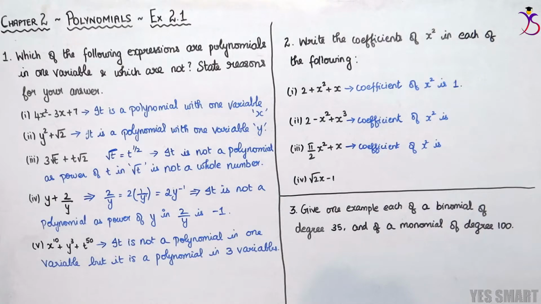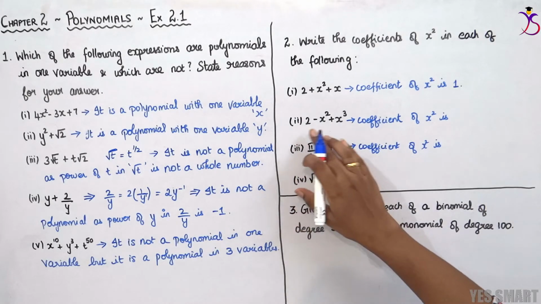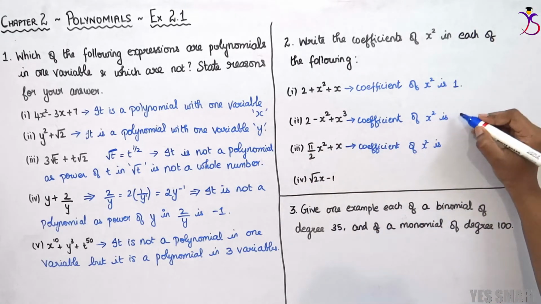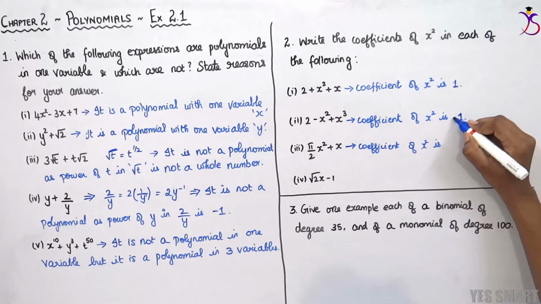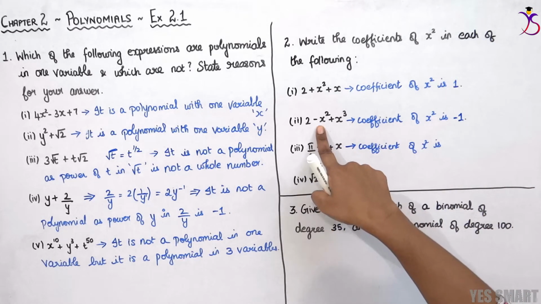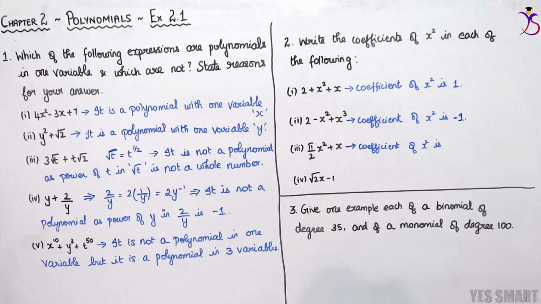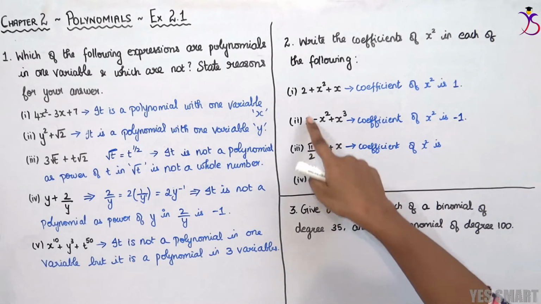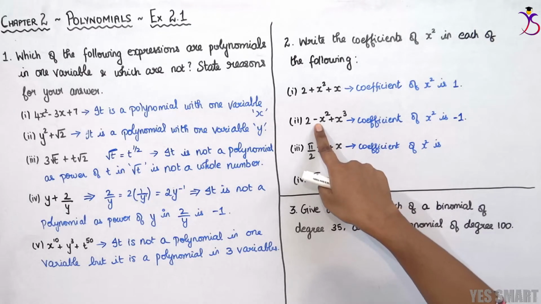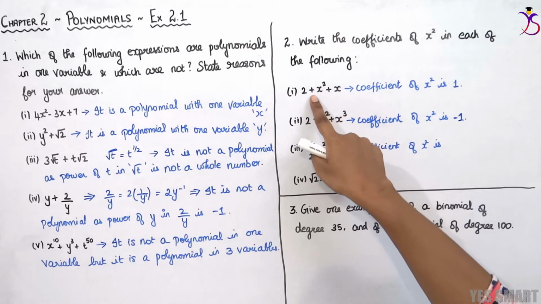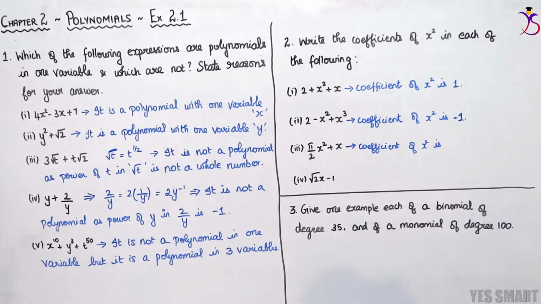Number next to x square is 1. Second subdivision, coefficient of x square is minus 1 because in this term minus x square is present. So the number that is present along with the x square is minus 1. Minus 1 into x square is minus x square. Therefore, the coefficient is minus 1. We already know that coefficient is nothing but the number and the sign that come along with the variable.